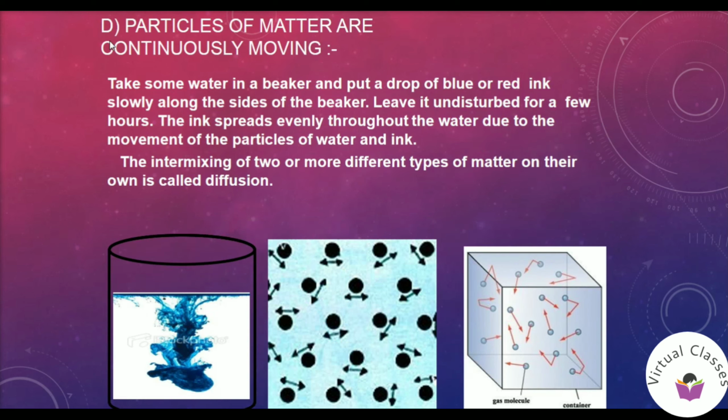Now, particles of matter are continuously moving. For this, take some water in a beaker and put a drop of blue or red ink slowly along the sides of the beaker. Leave it undisturbed for a few hours. The ink spreads evenly throughout the water due to the movement of particles of water and ink. The intermixing of two or more different types of matter on their own is called diffusion.